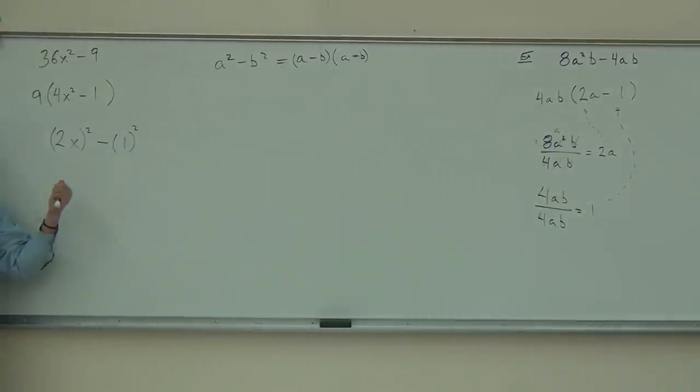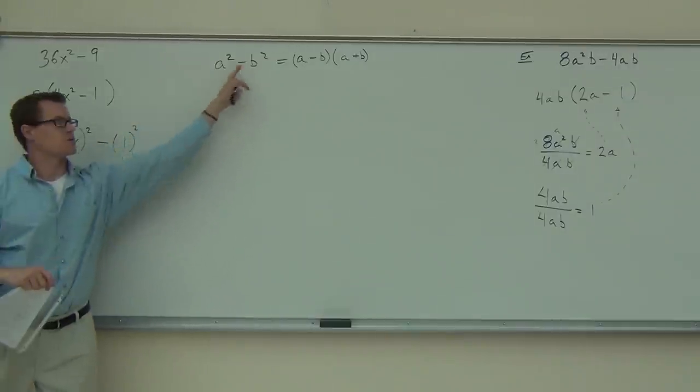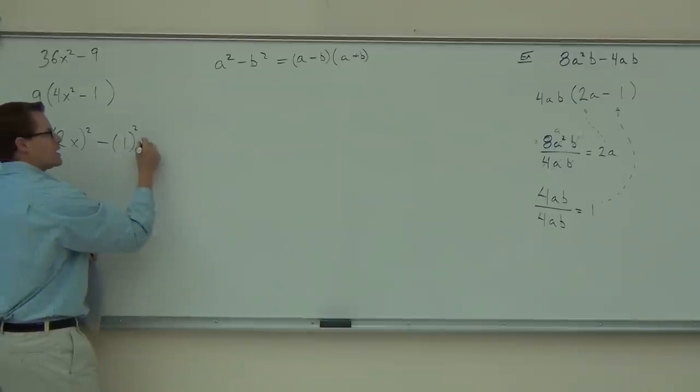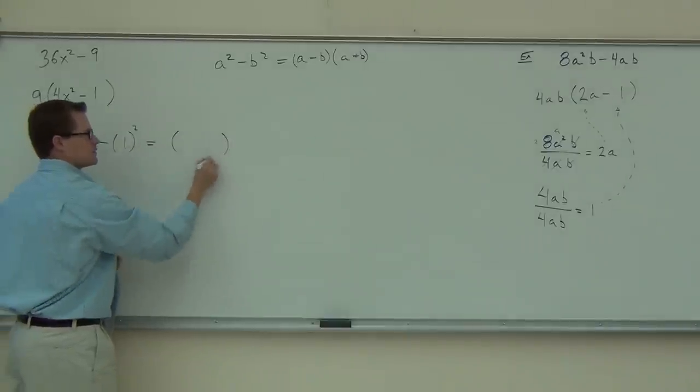Can you tell me what takes the place of our A over here? What takes the place of our B over here? 1. Yeah, that's exactly what we do. Something squared, oh, something, 2x. Something squared, oh, something. This is our A, this is our B. So if we write out the next step, what we're going to have is, look at, we're just using the form over here.